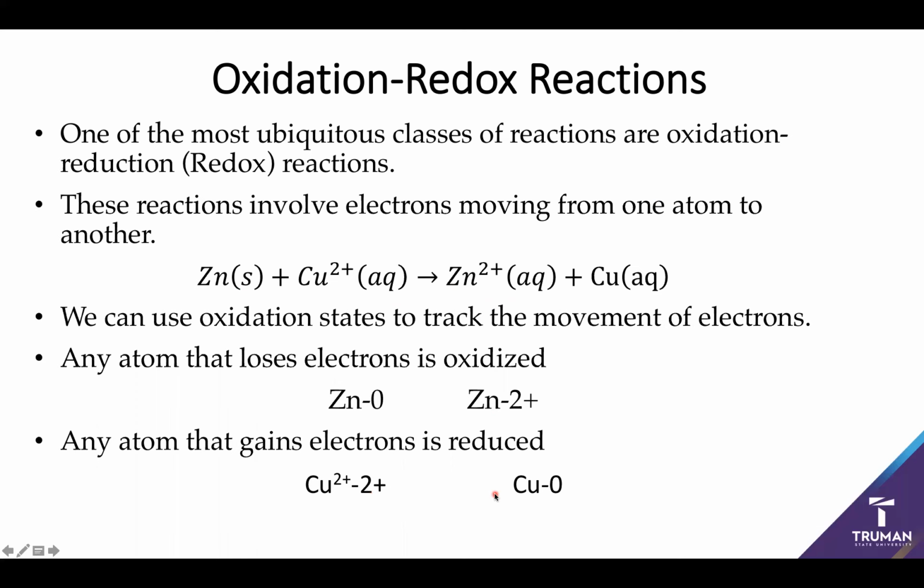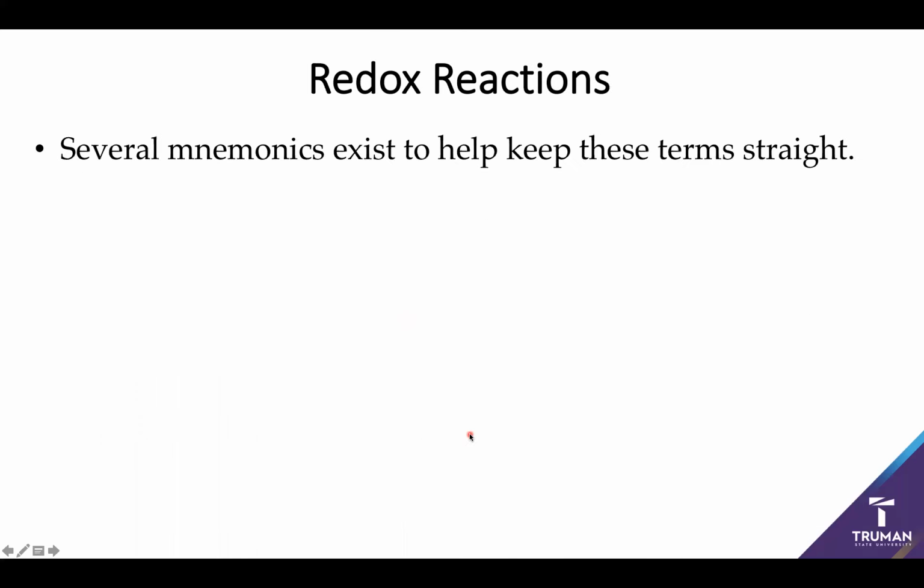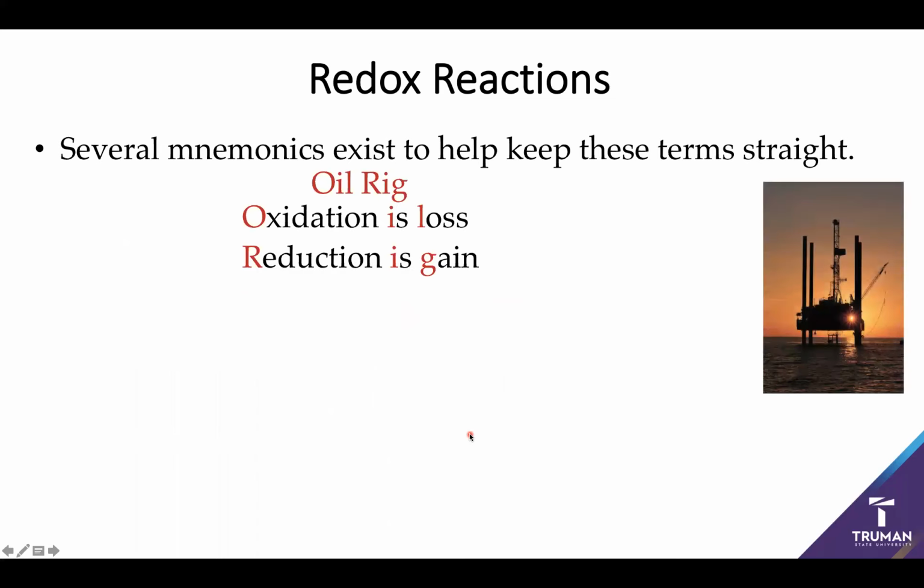However, there are a lot of mnemonics we can use to help keep these terms straight. I'm personally a big fan of OIL RIG: Oxidation Involves Loss, Reduction Involves Gain. Here we're talking about the movement of electrons. So if you're oxidized, you're losing electrons. If you're reduced, you're gaining electrons.